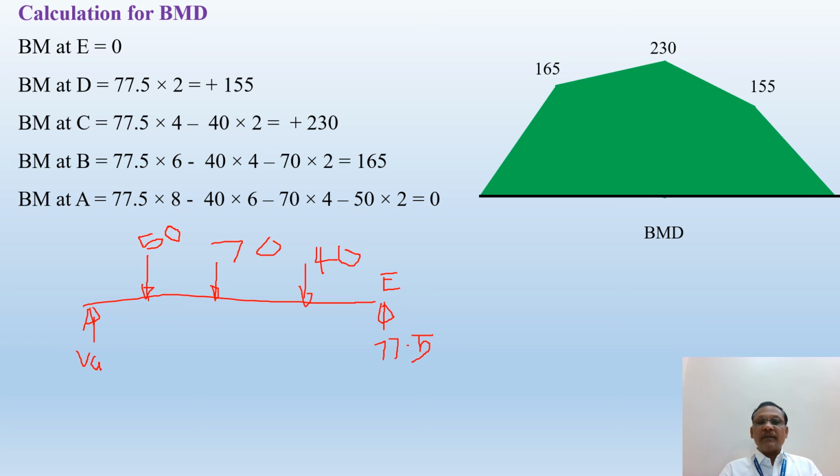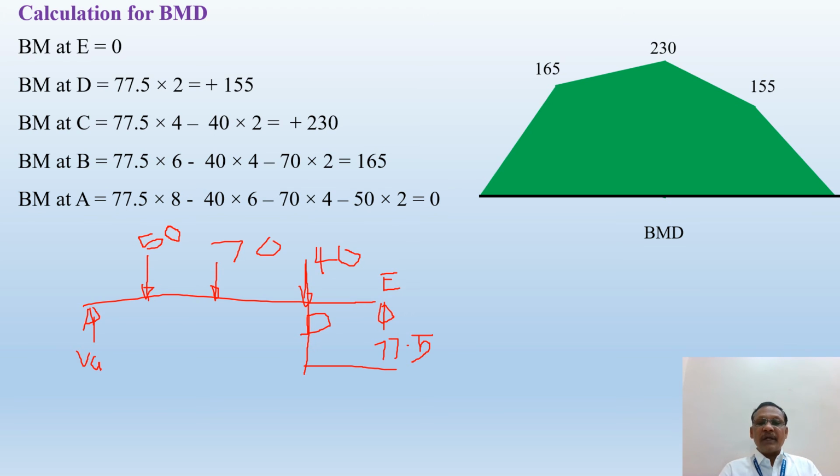Is there any force acting on the right hand side of E? Not a single force is acting on the right hand side of the beam. So the bending moment at E is equal to 0. Then bending moment at D. How many forces are acting on the right hand side of this D? Only one force is there, that is 77.5.